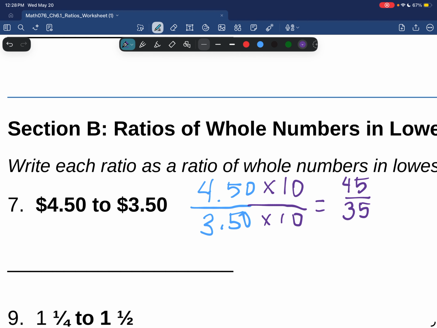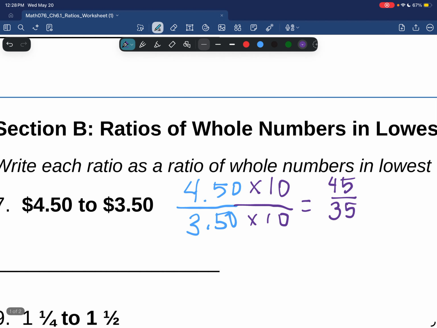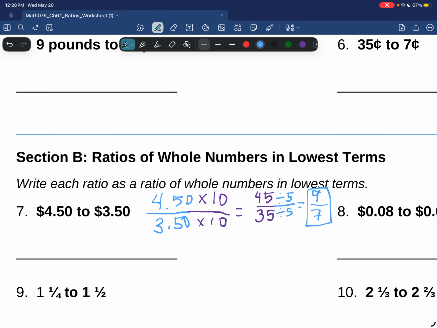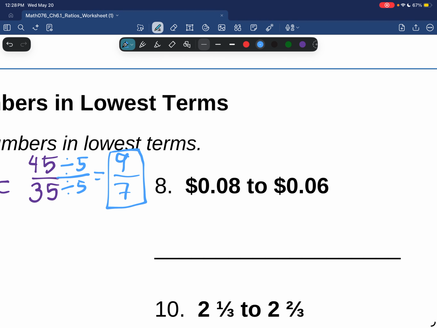Now I can reduce. Now I ask myself, what do they have in common? They both have a 5, so I'm going to divide both by 5. 45 divided by 5 is 9. 35 divided by 5 is 7. 9/7. That is my ratio in lowest terms. Let's look at number 8.